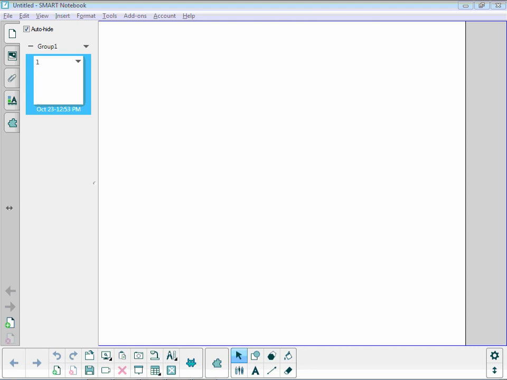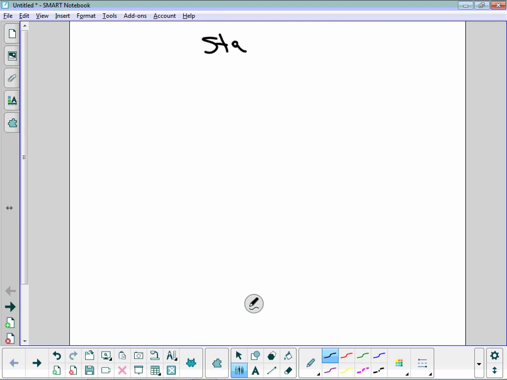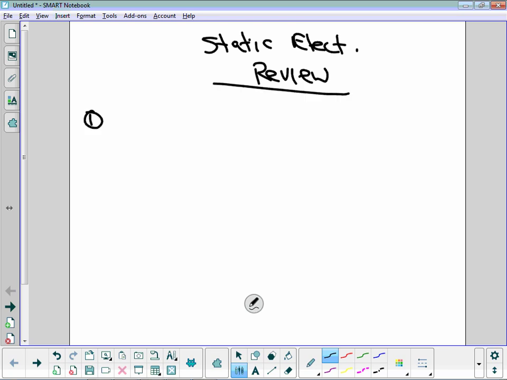All right, so the first thing that we did, and I'm just going to call this static electricity review. The first thing we did was we talked about charges, so I'm going to call it atoms slash charges. Okay, atoms and charges. Oh, are we not ready to roll? Oh, the pencil is very important. Right there. Not the sharpest thing in the world, but it will write. All right, atoms and charges.